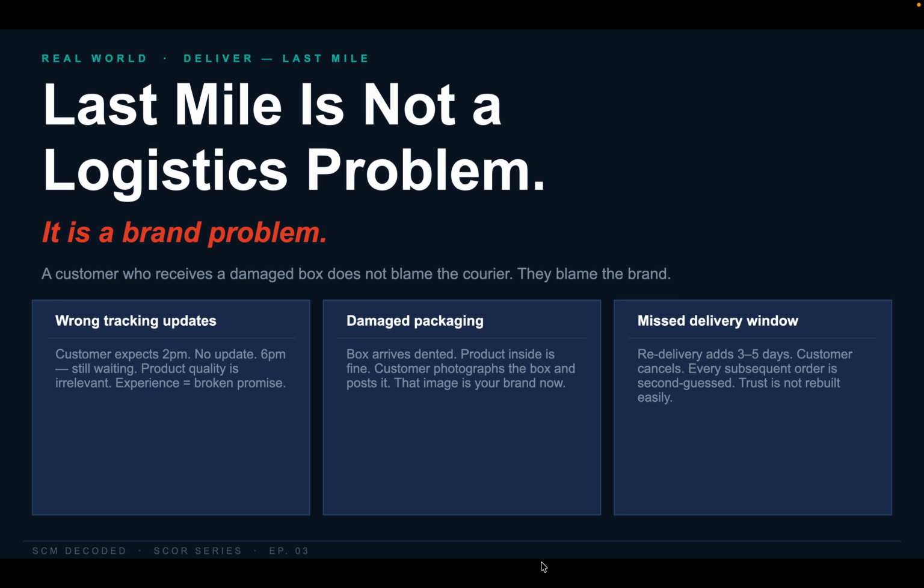One of my favorites. See, last mile, the thing most operations people don't understand about last mile is it is not a logistic problem, it is a brand problem. A customer who receives a damaged box does not blame the carrier, they are going to blame the brand. That distinction matters more than most supply chain teams realize.